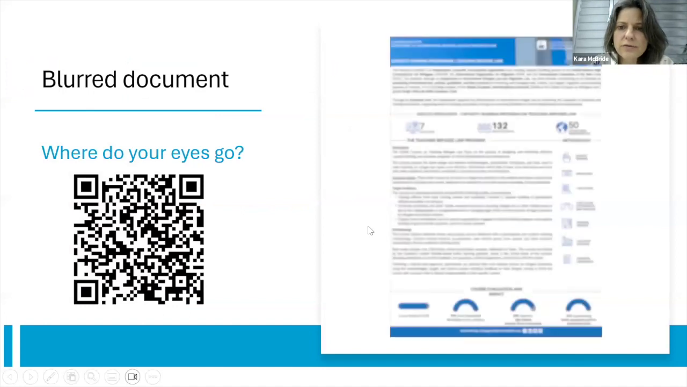So here we have a document. It's actually a document about this workshop. But it's blurred. You shouldn't be able to read the words. You can read maybe a couple numbers. But what I want to ask you here is, just without reading the words, where do you find your eyes going? Where are you most attracted?